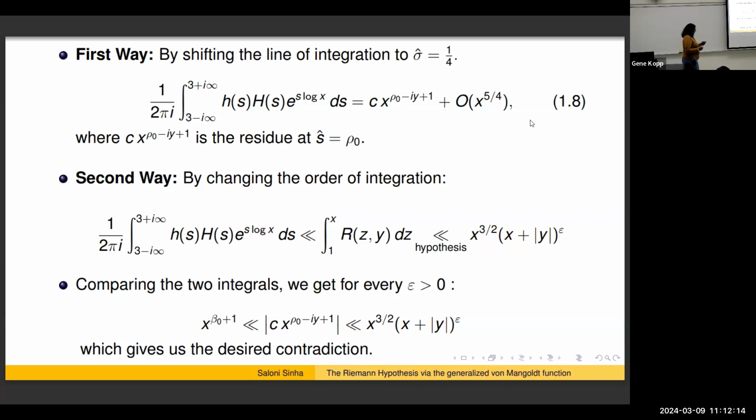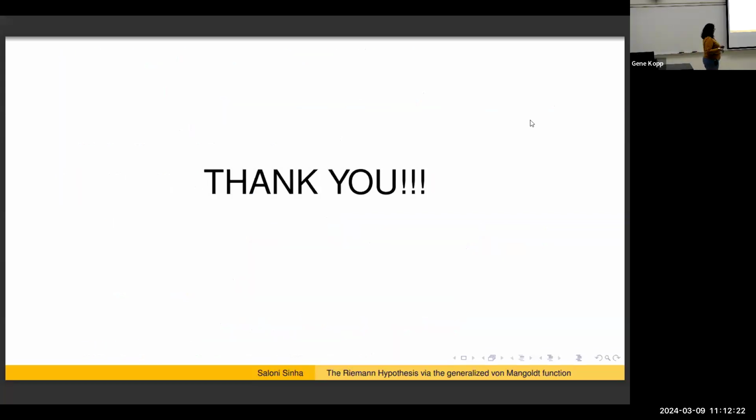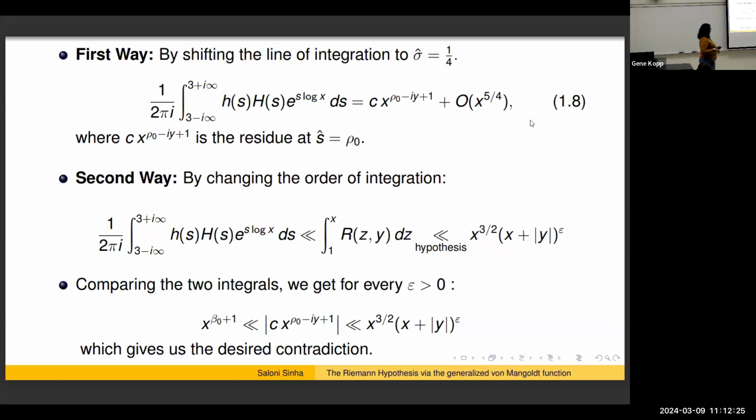Then comparing the two integrals, what we end up getting is that for every epsilon bigger than 0, x to the power beta naught plus 1 is less than, oh sorry, this particular term. Beta naught, remember, is the real part of that problematic zero. So that was the residue from the first integral, and this is less than what we just calculated here. This gives us a contradiction because we assumed that beta naught is bigger than 1/2. You're saying that this thing is less than x to the power 3/2 times something. So that gives us the desired contradiction.